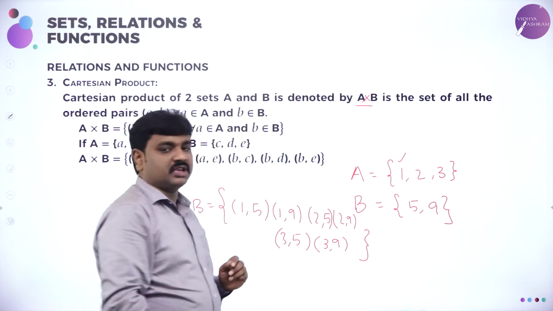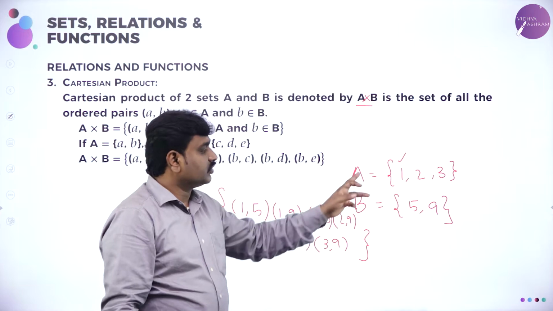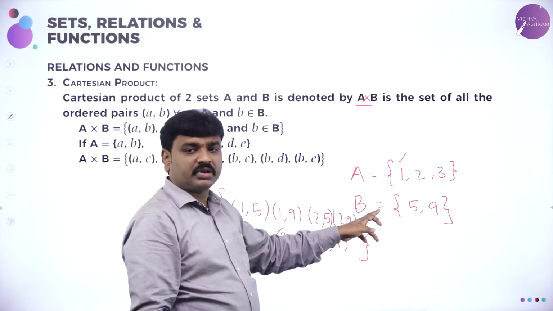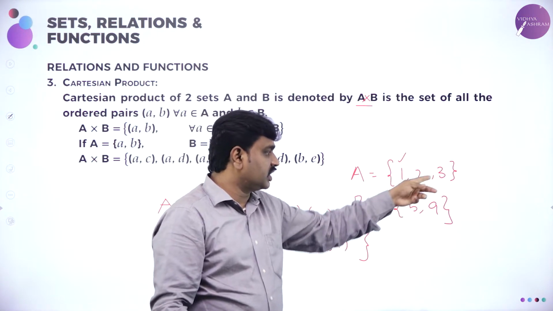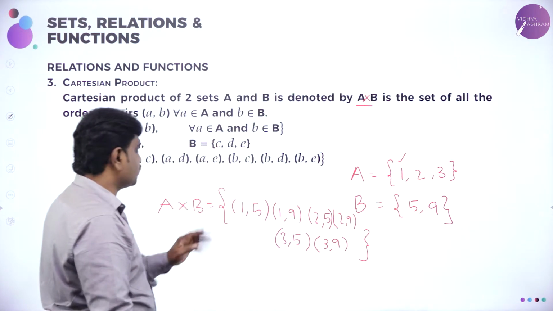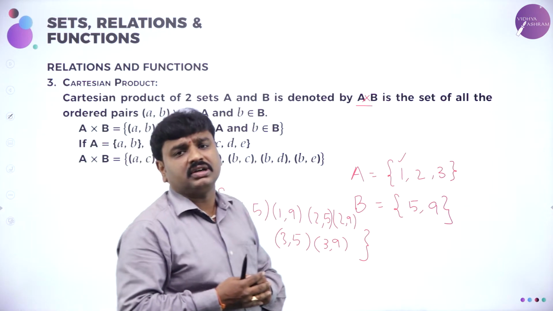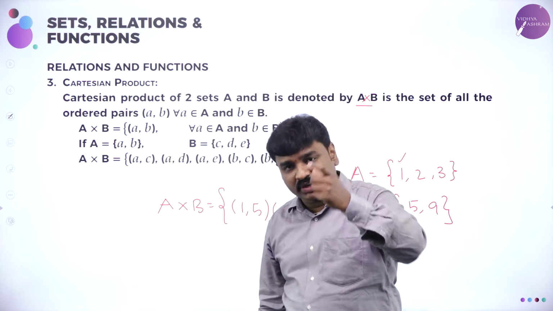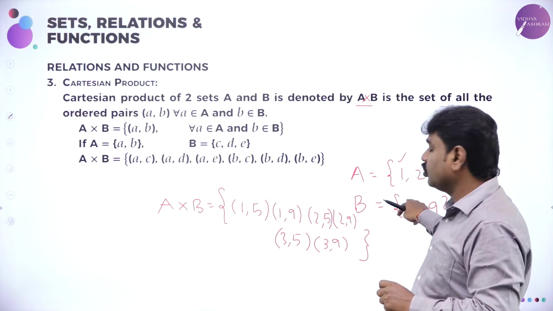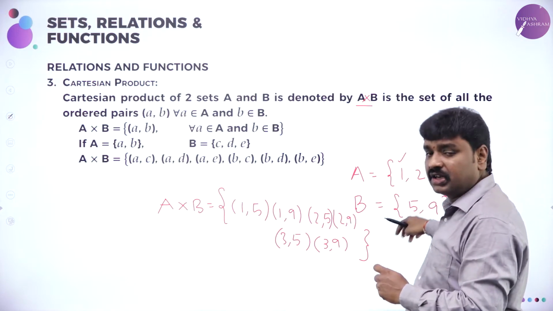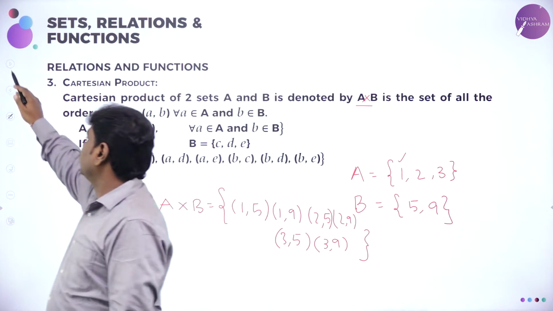So this is A cross B. A cross B is a set of ordered pairs: (1, 5), (1, 9), (2, 5), (2, 9), (3, 5), (3, 9). First element you pick from the first set, second element you pick from the second set and pair them. A cross B is what? Cartesian product. Is it not easy? So simple. First element you pick from the first set, second element you take from the second set. With the first element you combine all the elements of the second set, then you take the second element, like that. So A cross B we have done.